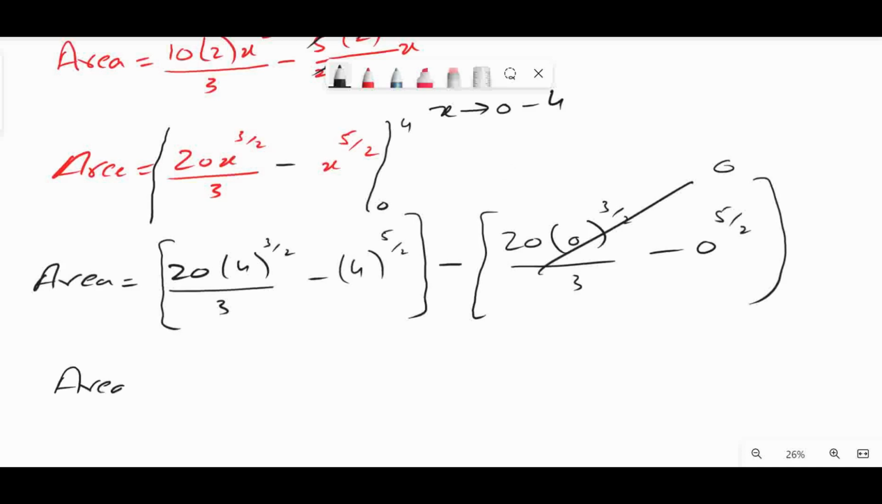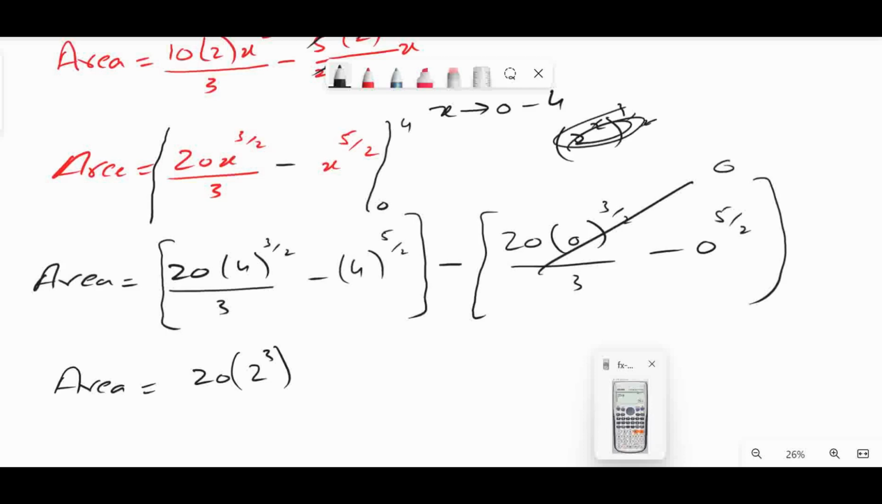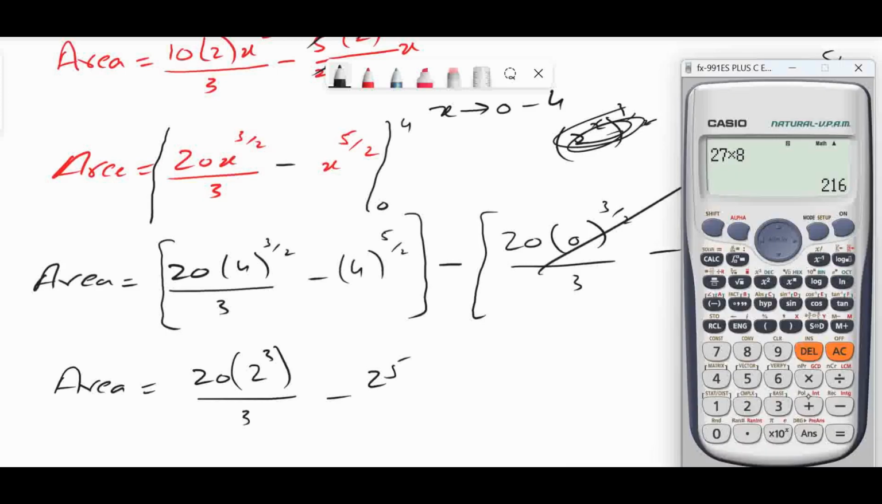So area must be equal to, now let's do it over here. This will be 20 into 2^3 divided by 3, because 4 you can write as 2 squared, whole power 3/2, so this can be cancelled out. Minus 4^(5/2), which you can write as 2 squared whole power 5/2, so this can be cancelled out. So 2^5. So just use the calculator.